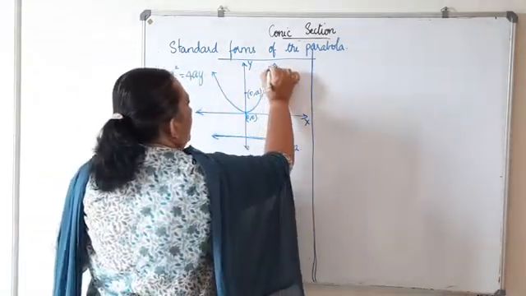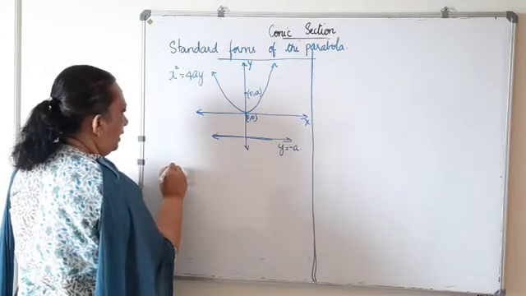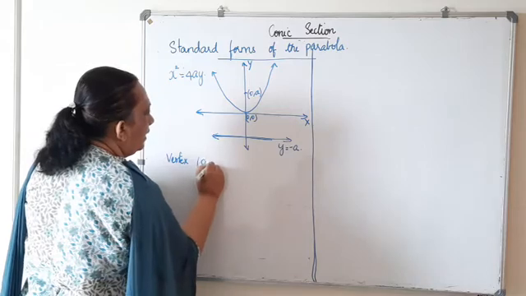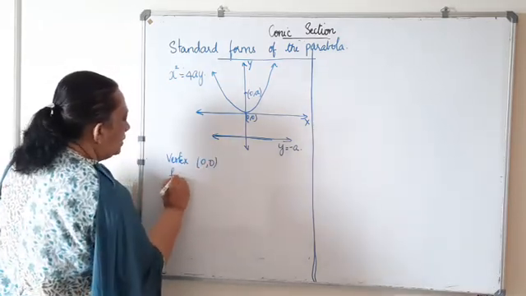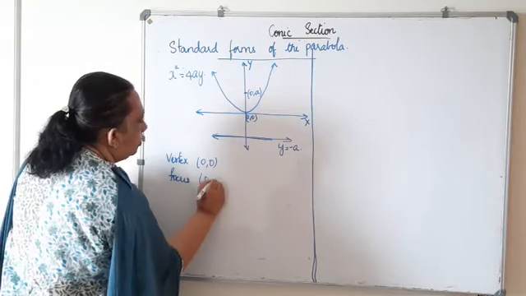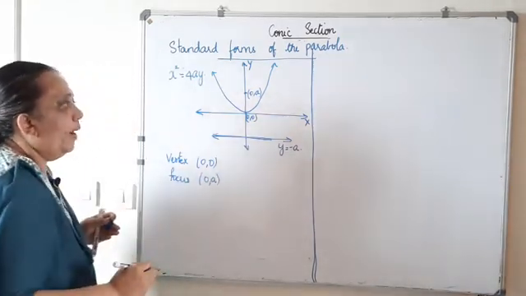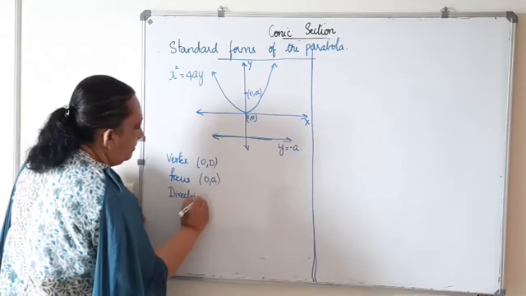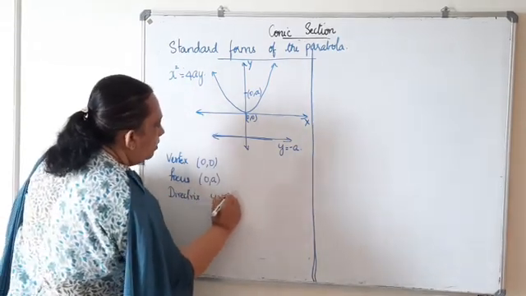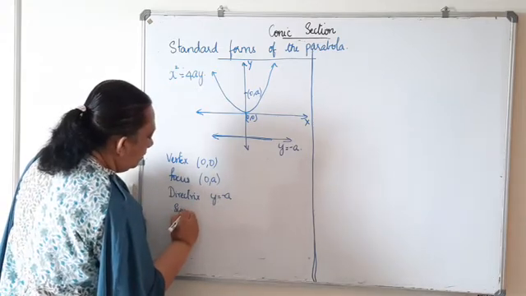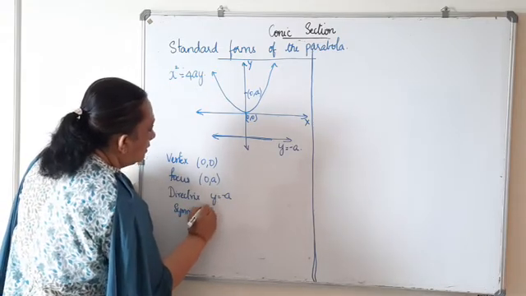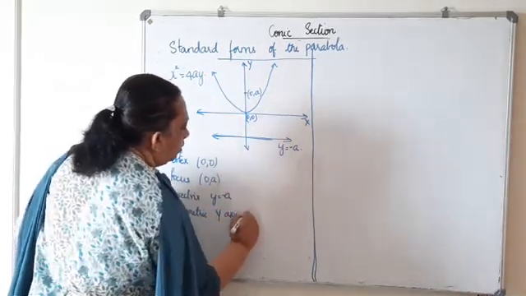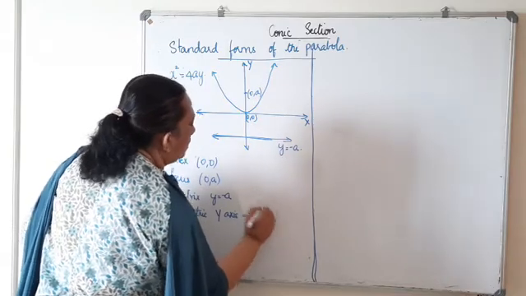Here once again we can write the vertex. These are all standard forms of the parabola. Vertex is again 0, 0. Focus is 0, comma a, and it lies on the y-axis. The equation of the directrix is y is equal to minus a. It is symmetric with respect to the y-axis, so its equation is x is equal to 0.